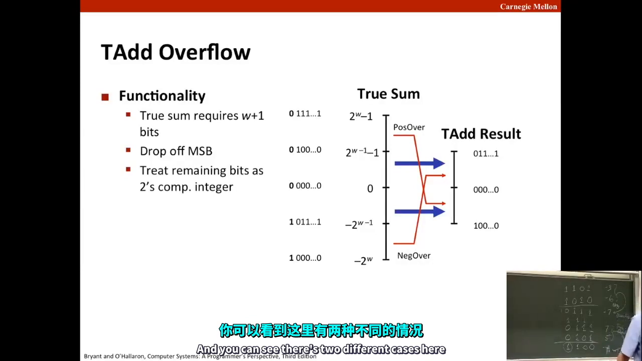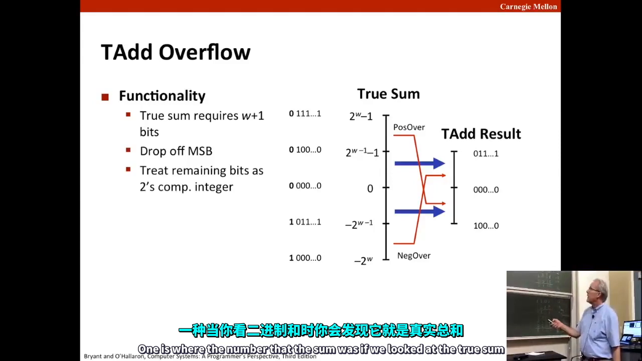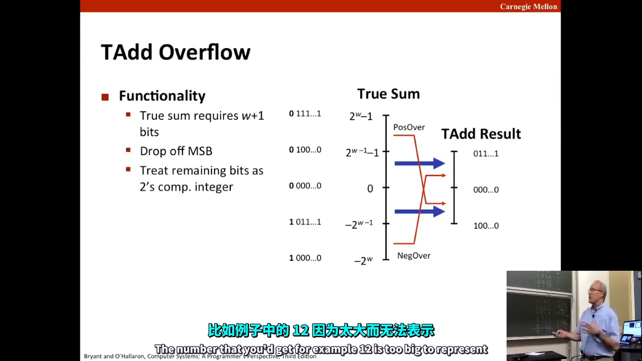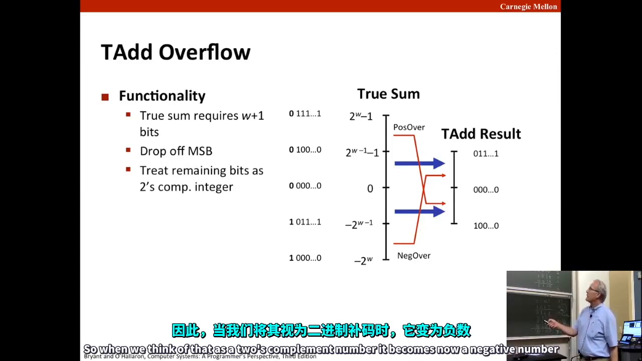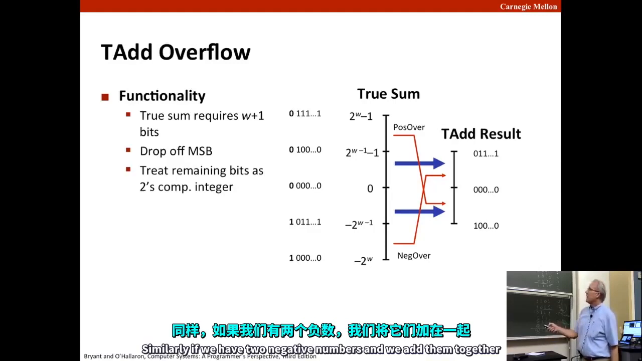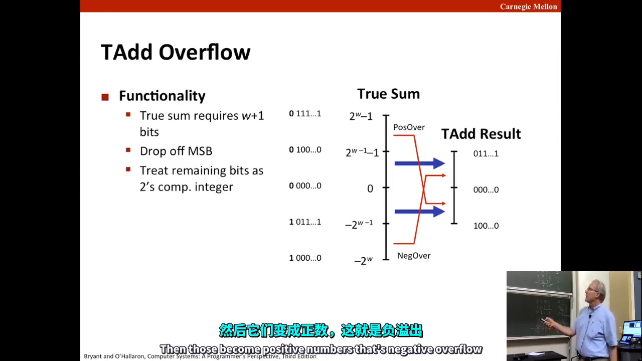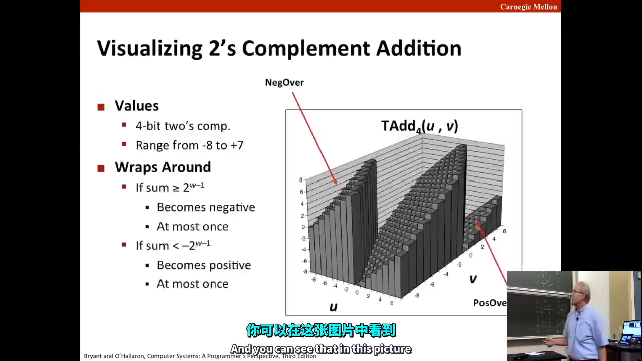And you can see there's two different cases here. One is where the true sum, for example 12, is too big to represent. And so when we think of that as a 2's complement number, it becomes a negative number. So that's positive overflow. Similarly, if we have two negative numbers and we add them together so that the sum is too small, too negative to represent, then those become positive numbers. That's negative overflow. And you can see that in this picture.